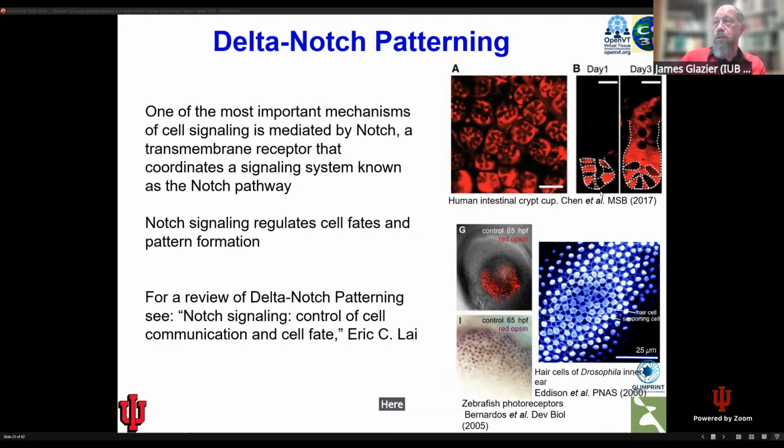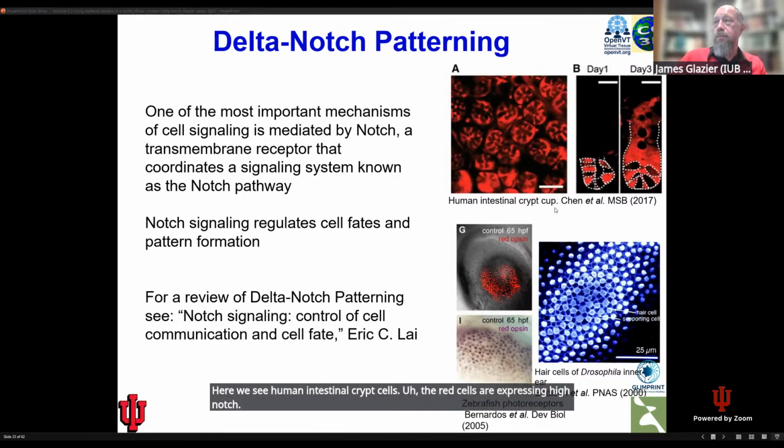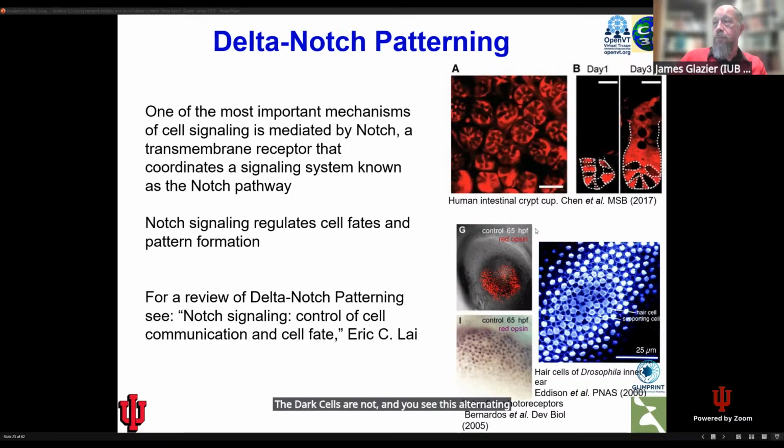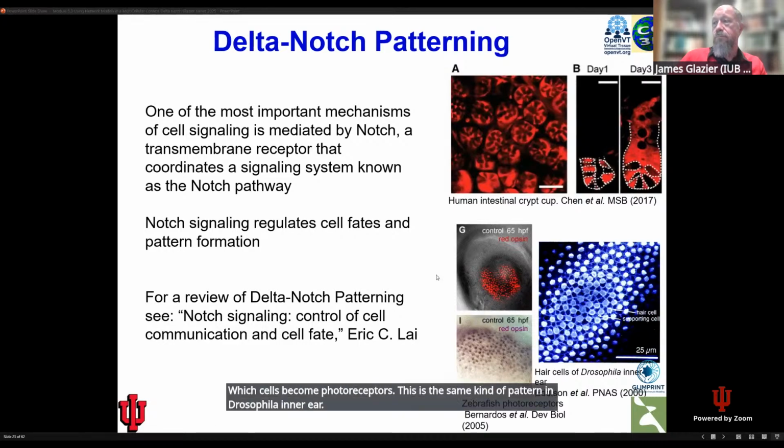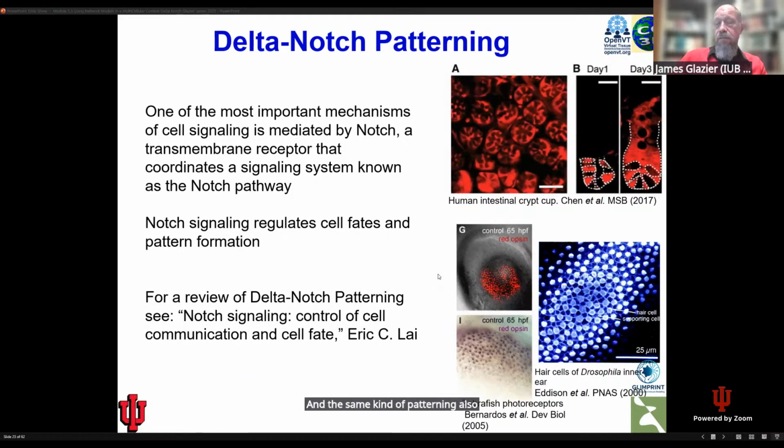Here we see human intestinal crypt cells. The red cells are expressing high notch. The dark cells are not. You see this alternating pattern. This is in zebrafish eye. You see alternating pattern that's going to determine which cells become photoreceptors. This is the same kind of pattern in Drosophila inner ear. And the same kind of patterning also affects vascular endothelial cells, blood vessel cells, and it's also important in cancer.